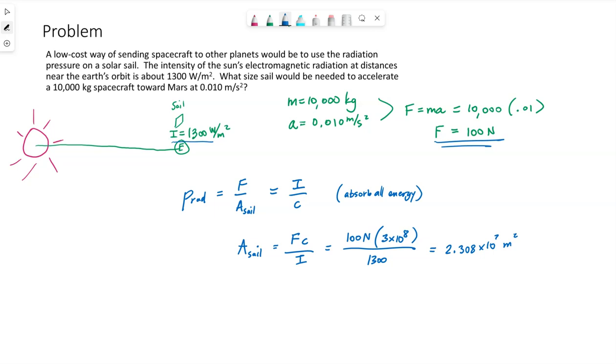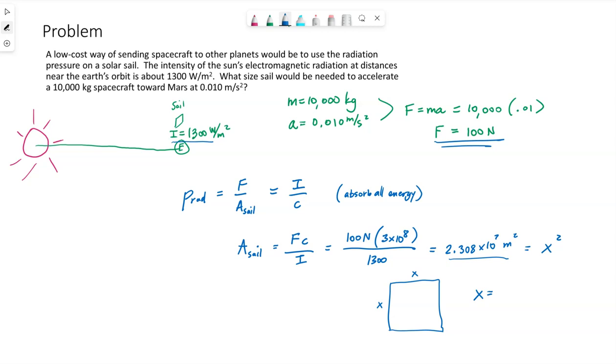My brain, this doesn't mean a whole lot to me, though we technically would be done. Let's assume, just because I want to put this into a context that I can make sense of, let's just say this is a square sail, so sides of x. If this is the area, then I would set that equal to x squared.